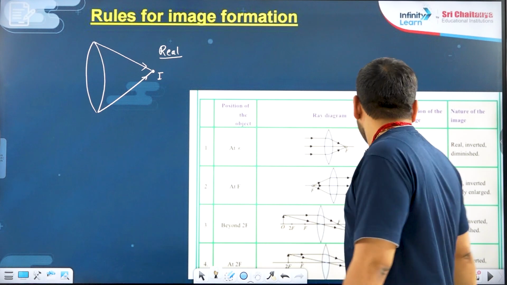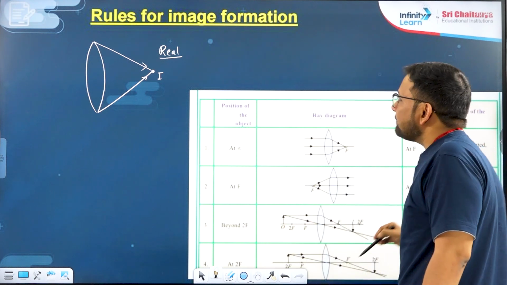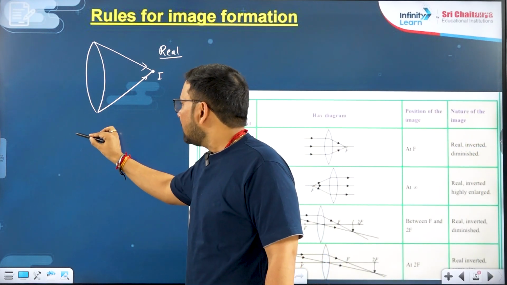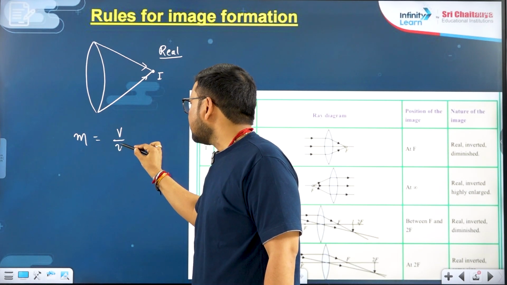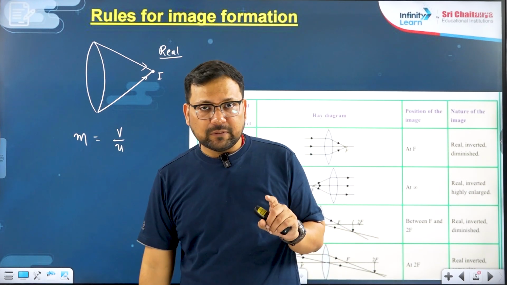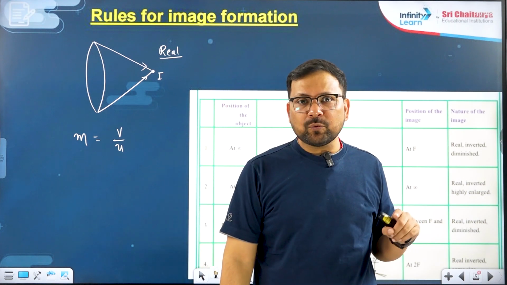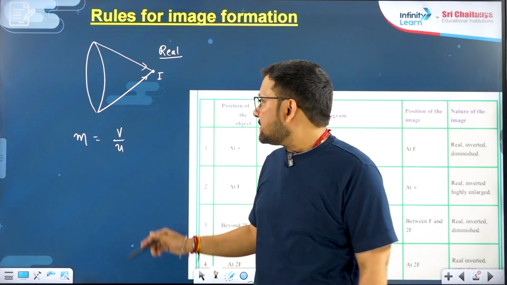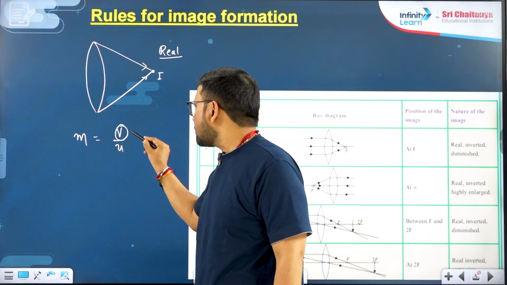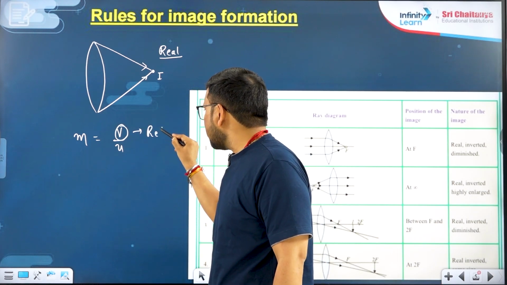So real we got. Now we are getting inverted. Inverted means, please understand, when you write magnification, you are writing V by U. That is the raw formula. Always memorize the raw formula and put sign according to the situation. Since V is formed because of which ray? I would say the refracted ray.